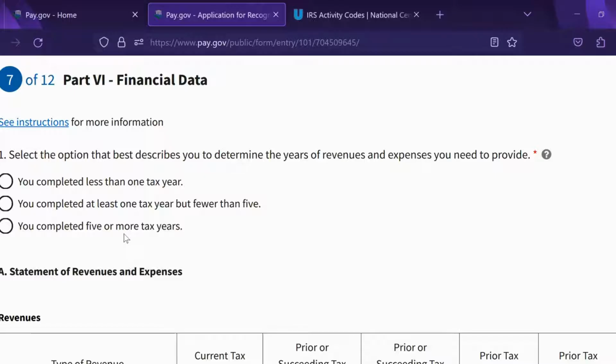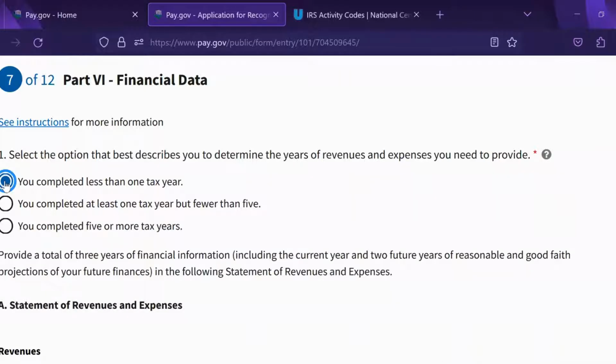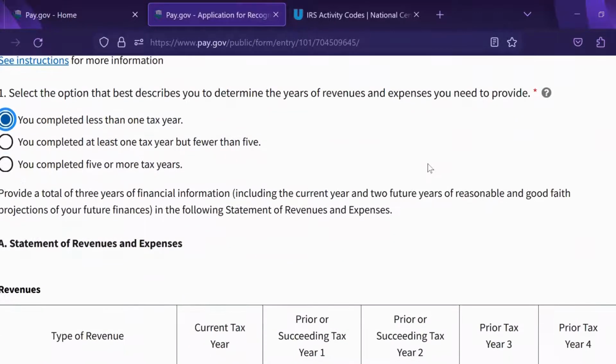Question 1, select the option that best describes you to determine the years of revenue and expenses you need to provide. You have completed less than 1 tax year. You have completed at least 1 tax year, but fewer than 5. You have completed 5 or more tax years. We're a brand new corporation, so we're a brand new nonprofit. So we're going to select the first one, which is less than 1 tax year.